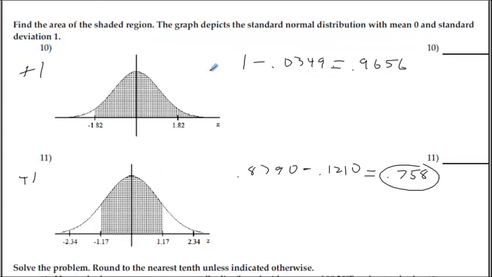And then 10, just look up -1.82 on your Z table. And you get 0.0349, and then just take 1 minus that because we went to the area to the right.